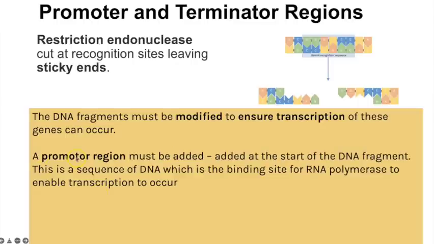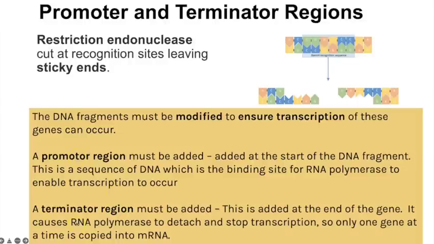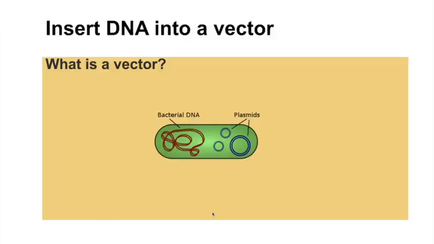One modification is a promoter region is added, and this is added at the start of the DNA fragment. And a promoter region is a sequence of DNA bases, which is the binding site for DNA polymerase. So that is to make sure the enzyme can definitely attach and transcription occurs. The second modification is a terminator region is added, and this is put at the end of a gene, and it causes RNA polymerase to detach and therefore stop transcription, so only one gene at a time is copied.